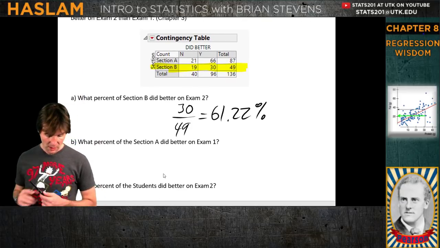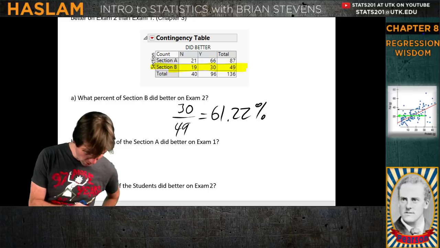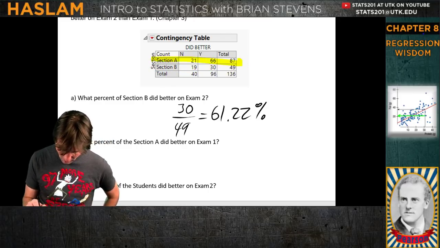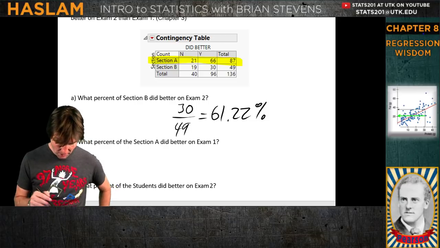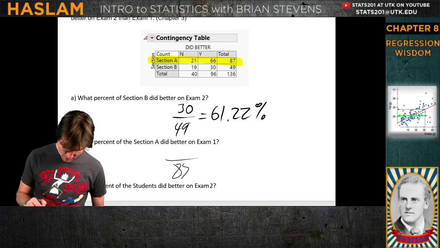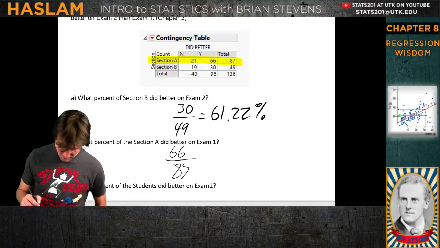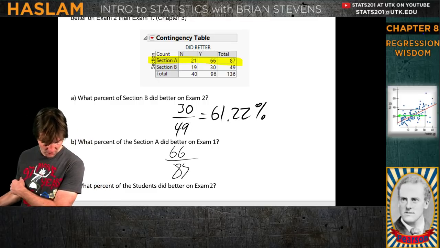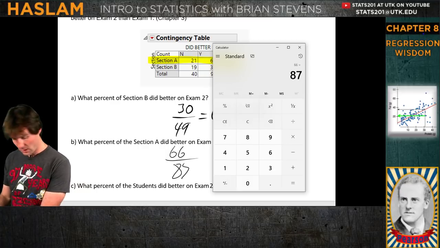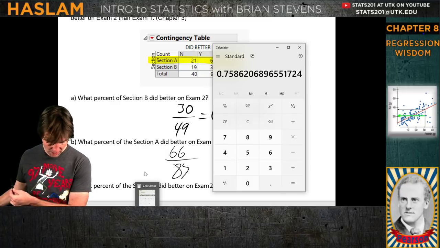What percent of students in section A did better on exam 2? So now, given someone is in section A, what percent did better on exam 2? So we're saying given someone is in section A, the percent they did better on exam 2. So now we go 66 divided by 87, and it's 75.86.